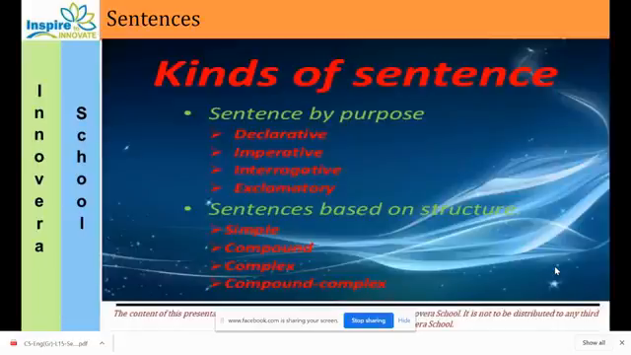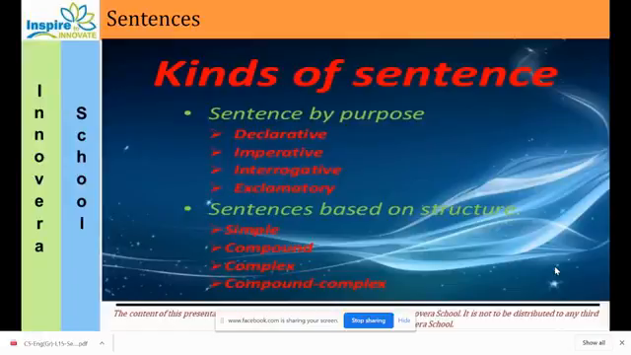Okay. So now sentences are divided into two kinds. One is sentence by purpose, or you can say types of sentence, and the other is sentence based on structure, how it is structured. So first of all, according to your textbook or syllabus, we are going to discuss types of sentences, that is sentence by purpose. It is divided into four parts: declarative, imperative, interrogative and exclamatory. Understood? These are the types which are based on purpose.